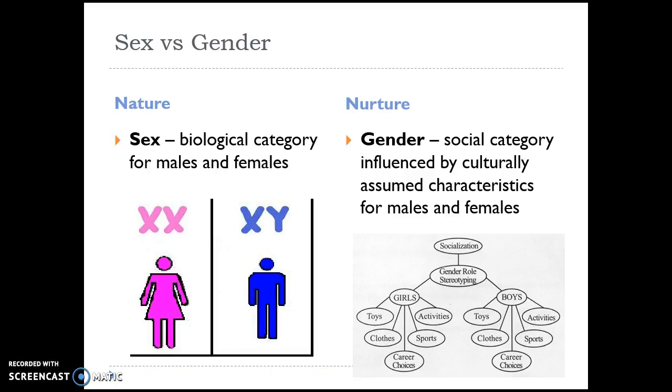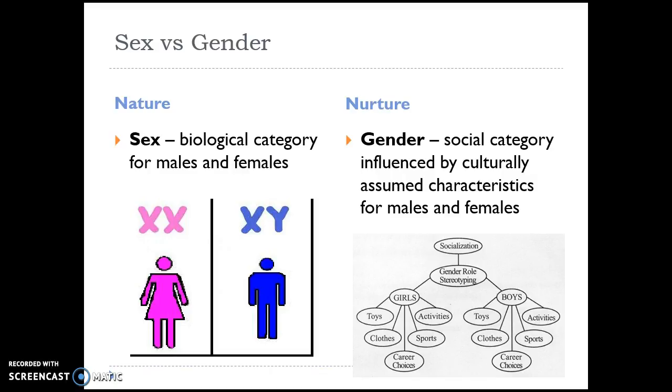So sex is a biological category for males and females. It is determined by your chromosomal pairings. So XX determines a biological female and XY indicates a biological male. So it's a nature category.